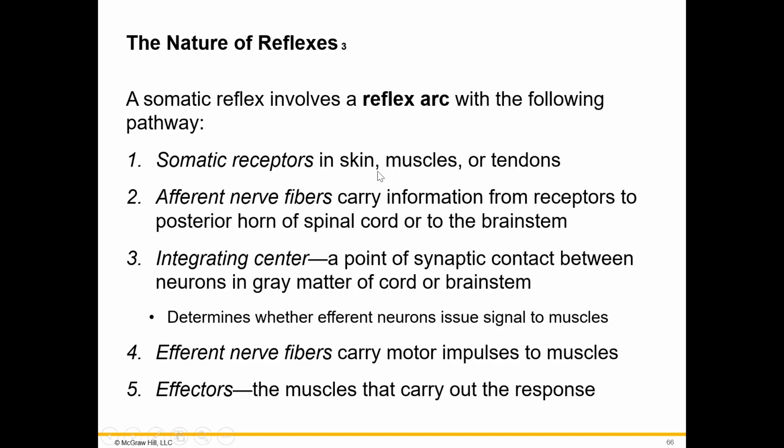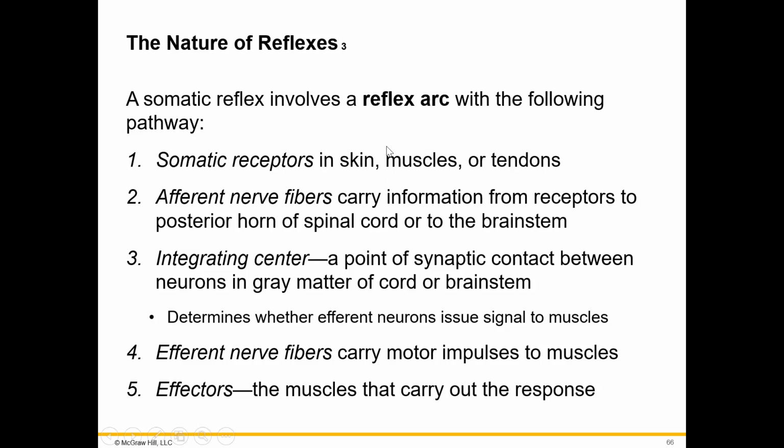So a somatic reflex involves a reflex arc. So it's like a bow, like an arc. You pull the bow and then the arrow is going to involuntarily go. So that's why they call it a reflex arc, because it involves multiple components like a cycle. So, somatic receptors in the skin, muscles, or tendons. Obviously there have to be receptors.